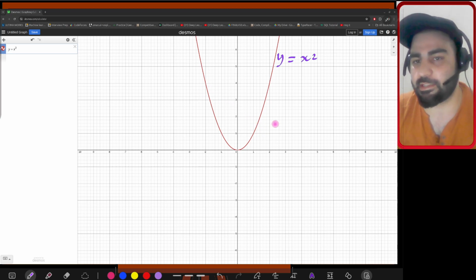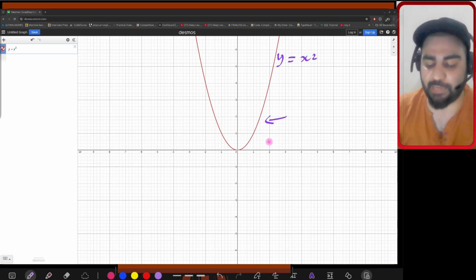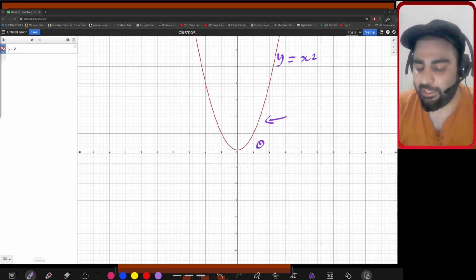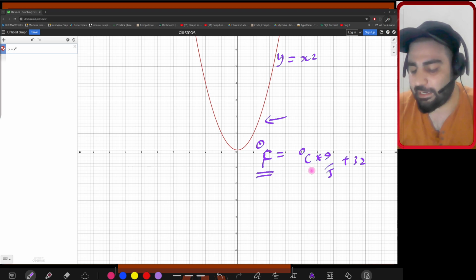Okay, so this is the function, this is the parabola. If I have to draw linear functions, let's suppose I'll draw a function y is equal to 3x plus 4. Okay, I will draw the degree Celsius and degree Fahrenheit. So degree Fahrenheit was equal to degree Celsius multiplied by 9 by 5 plus 32. So if I want to draw this, let's call this y and let's call this x.